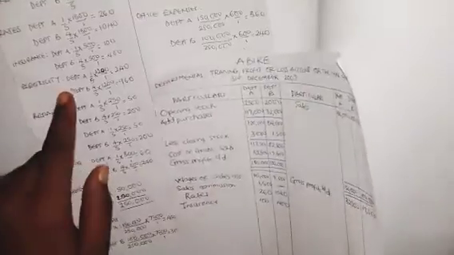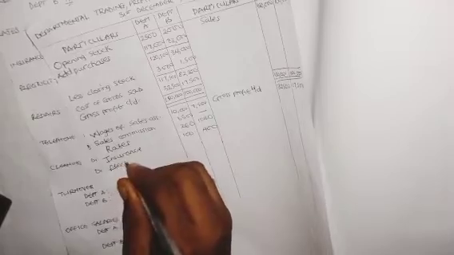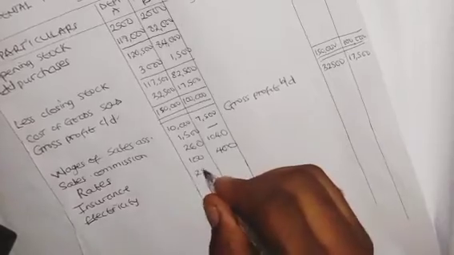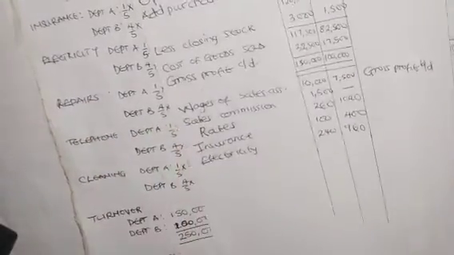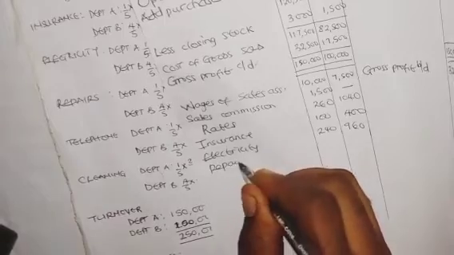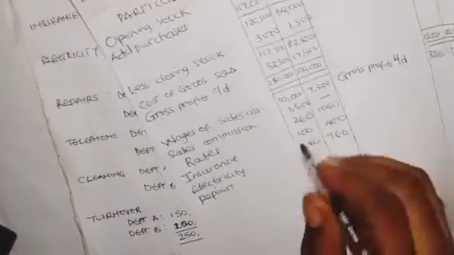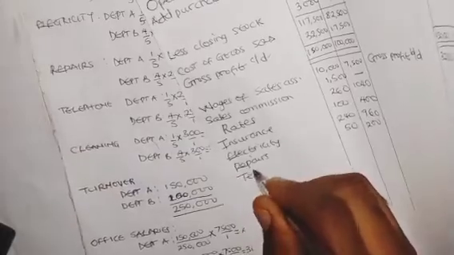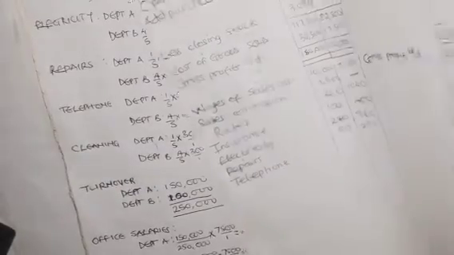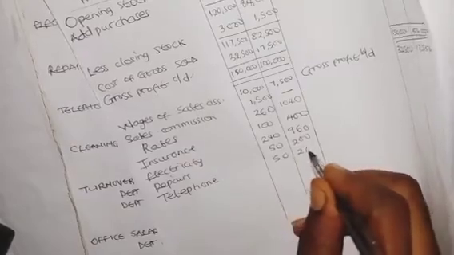The next one, electricity. Department A 240. Department B 960. The next one, repairs. Department A 50. Department B 200. Telephone. Department A 50. Department B 200.